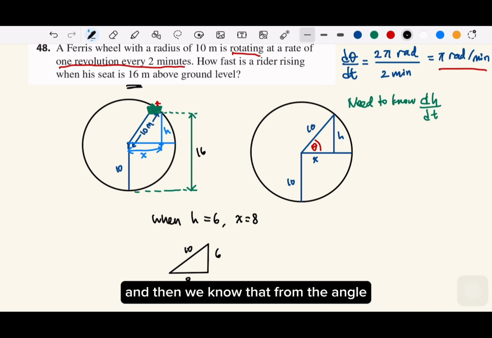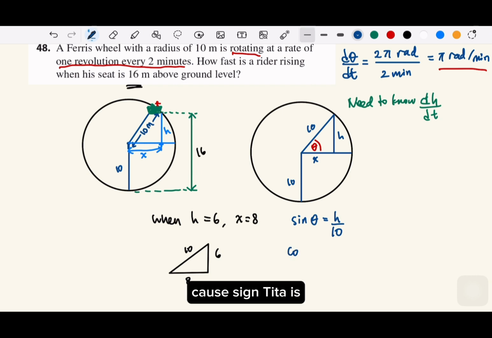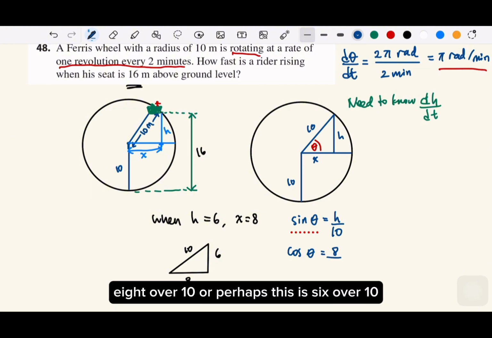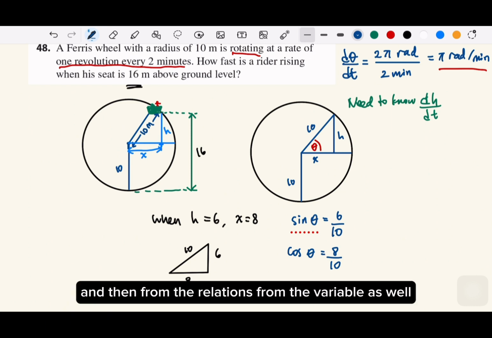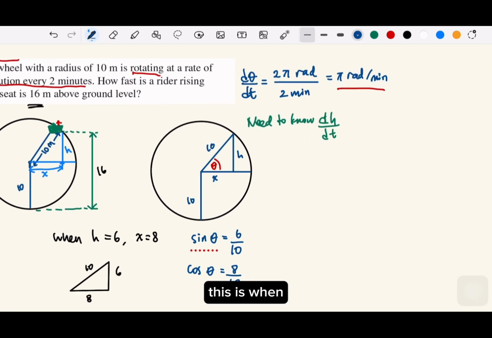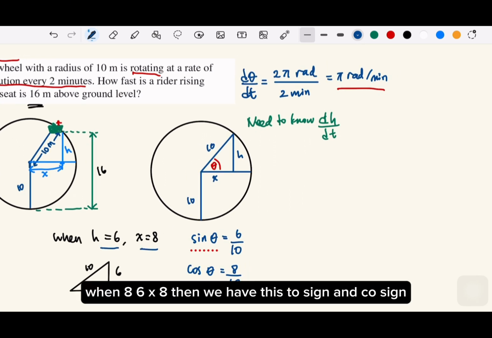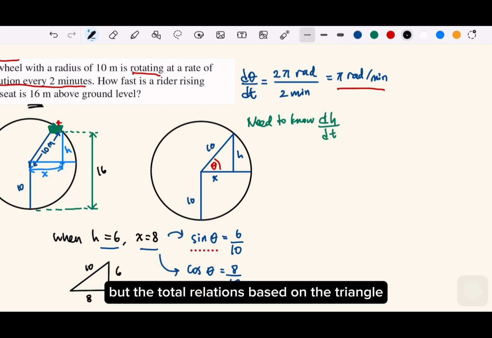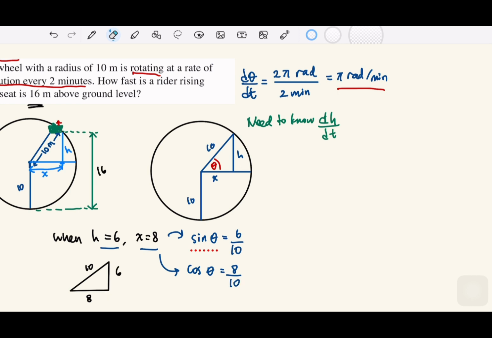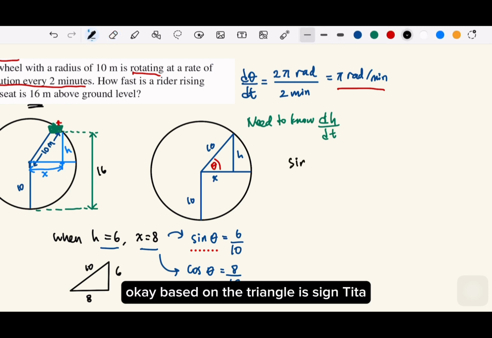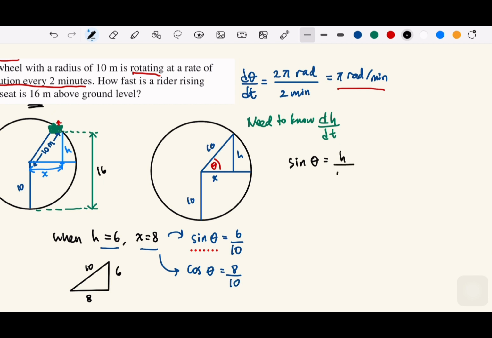And then from the angle we can take sine theta is h over 10, cosine theta is 8 over 10, and sine theta is 6 over 10. And then from the relations from the variable as well, when h is 6, x is 8, then we have these two, sine and cosine. But the total relation based on the triangle is sine theta equals the variable h divided by 10.